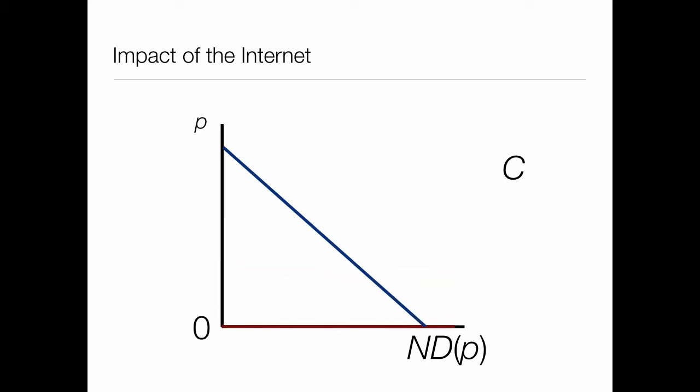Let's now look at the impact of the internet on these cost components. The most obvious impact is, of course, that the internet has put downward pressure on prices because the cost of distribution has got a lot lower. That causes prices to fall and the amount of consumption to rise.